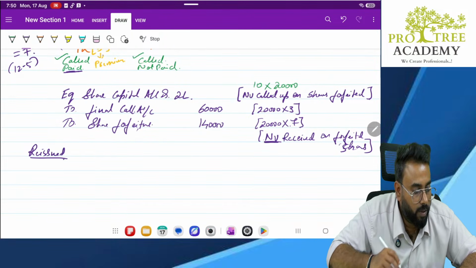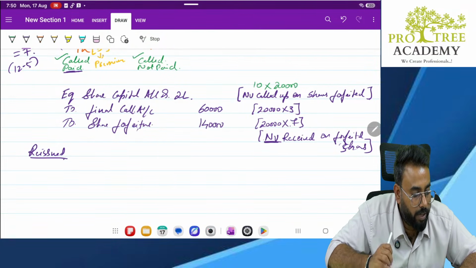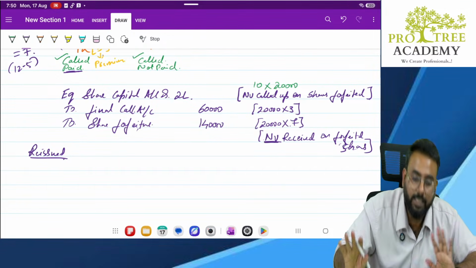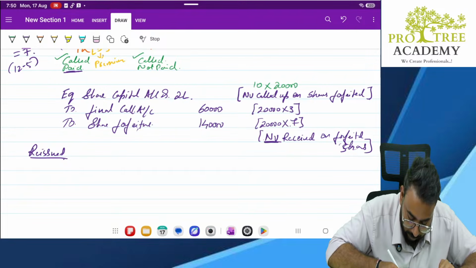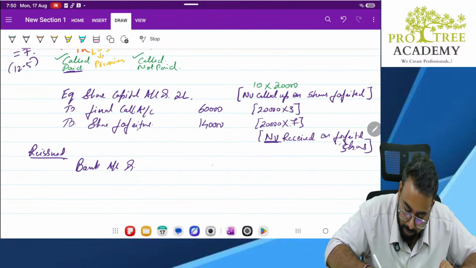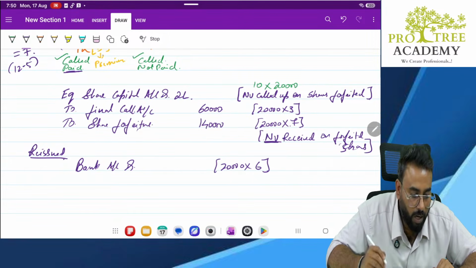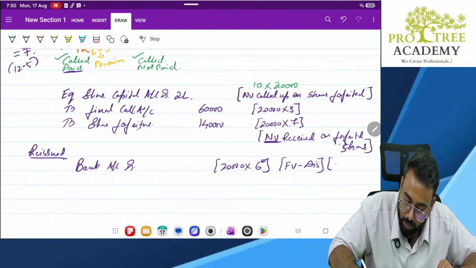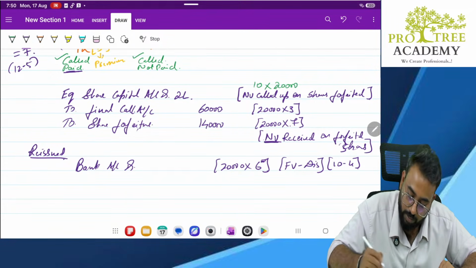Okay, next, reissue. They have reissued at what? They have reissued at a discount of 4 rupees. Is 4 rupees less than 7 rupees? Yes. Allowed? Allowed, sir. Bank account debit 20,000 into 6 rupees. Sir, how 6, sir? How 6? Face value minus discount. Face value is how much? 10. Discount 4. Clear?